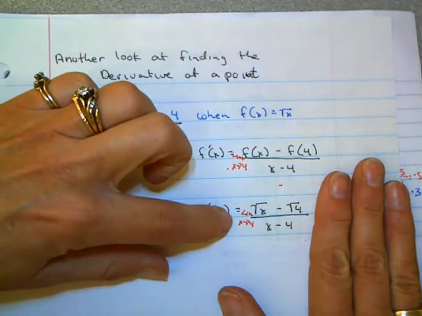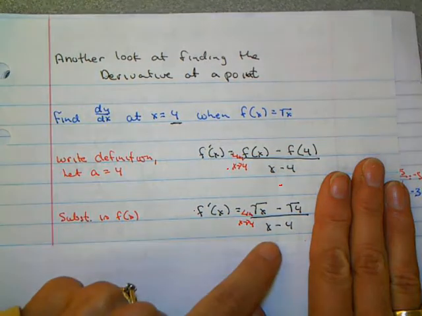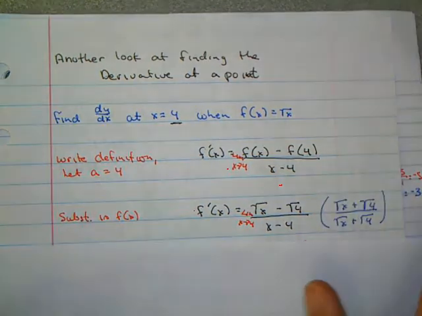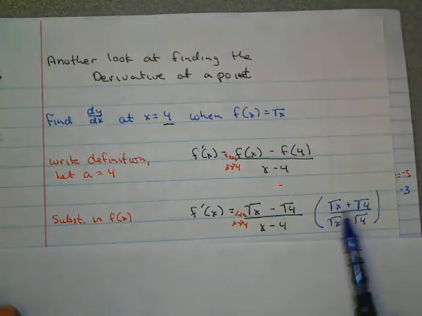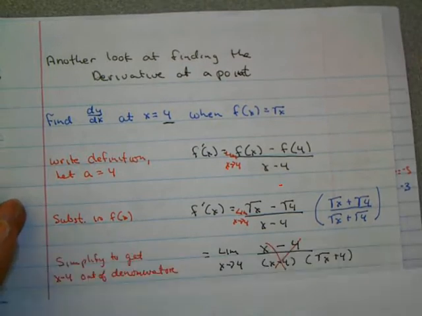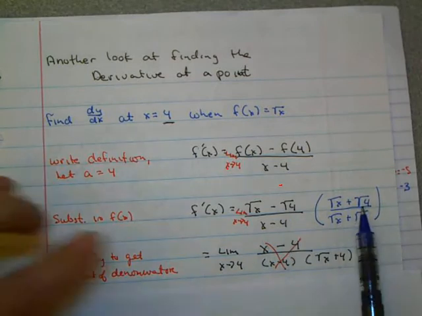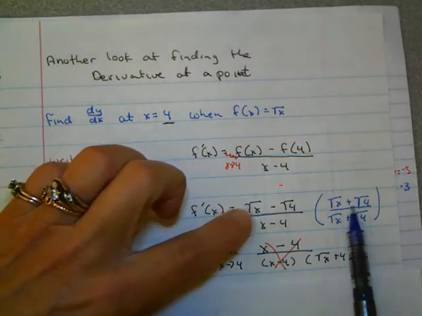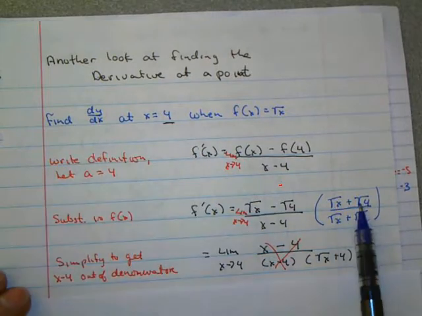I need to get x minus 4 out of the denominator, so I'm going to use the conjugate method. I'll multiply the numerator and denominator by square root of x plus square root of 4. What that's going to do for me is square root of x times square root of x, square root of x squared, is x. This positive and this negative product are going to cancel each other out, and then I've got square root of 4 squared, which is x minus 4.